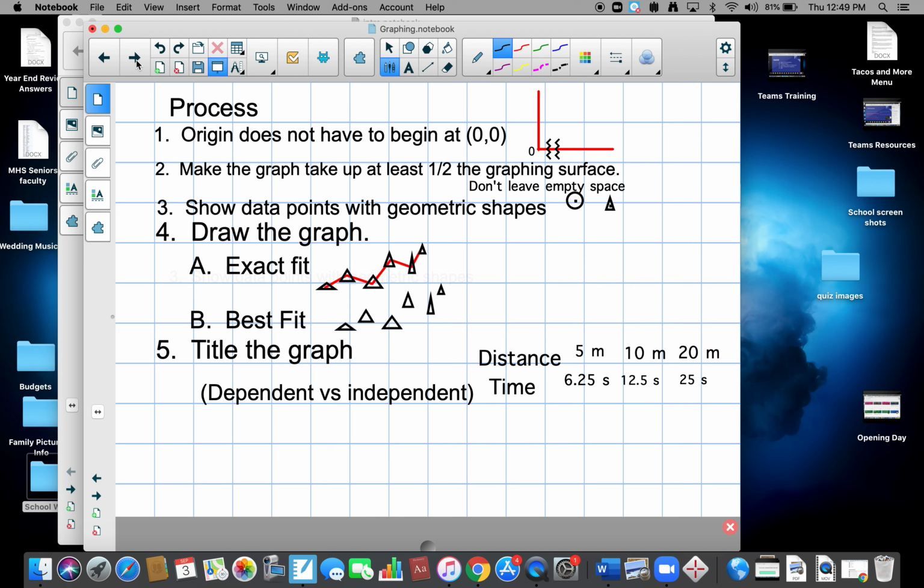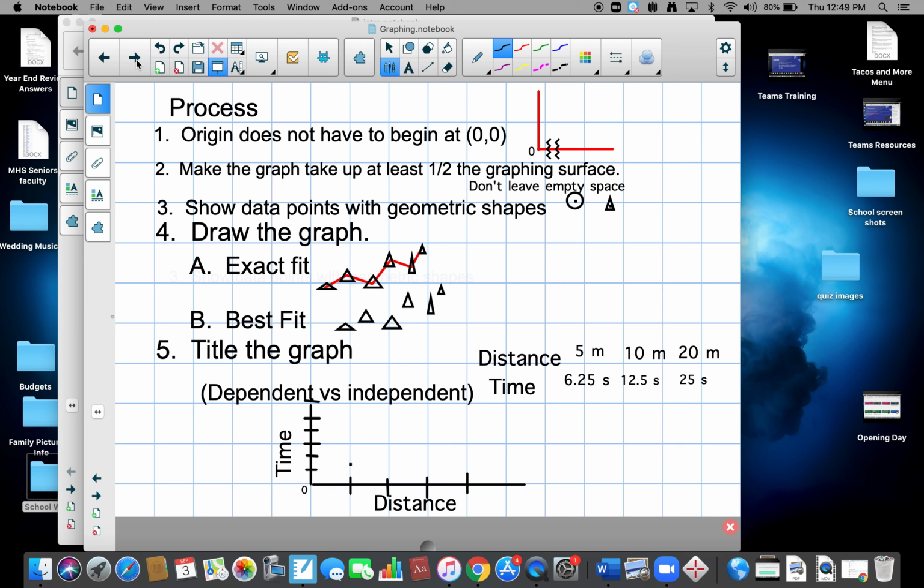Let's say I had data where distance is 5, 10, and 20 meters. The time is 6.25 seconds, 12.5 seconds, and 25 seconds. So we put our graph in. Our distance is our independent, so it's our x value. Time is our dependent, it's our y value. I'm going to use every line as 5, so 5, 10, 15, 20. And I'm going to make it 0, 0. You don't have to, but I'm going to. So every line here is also 5.